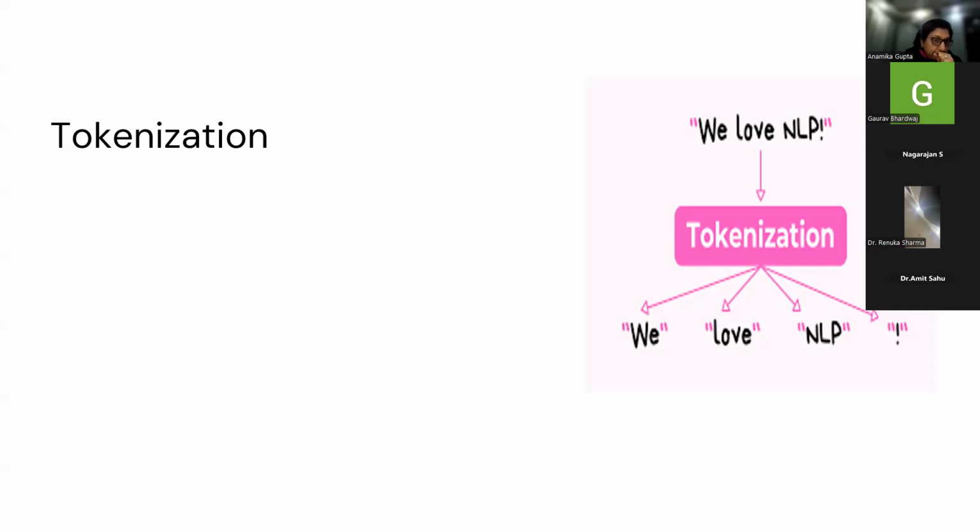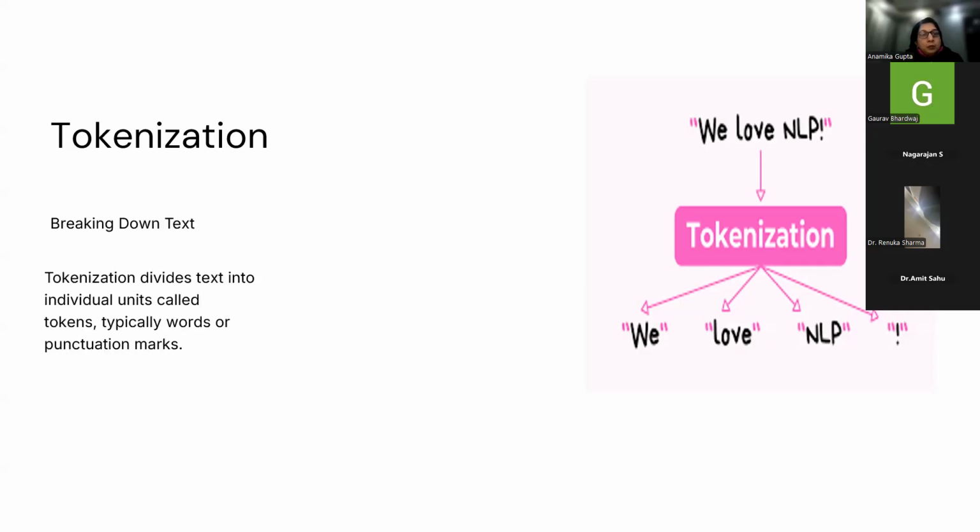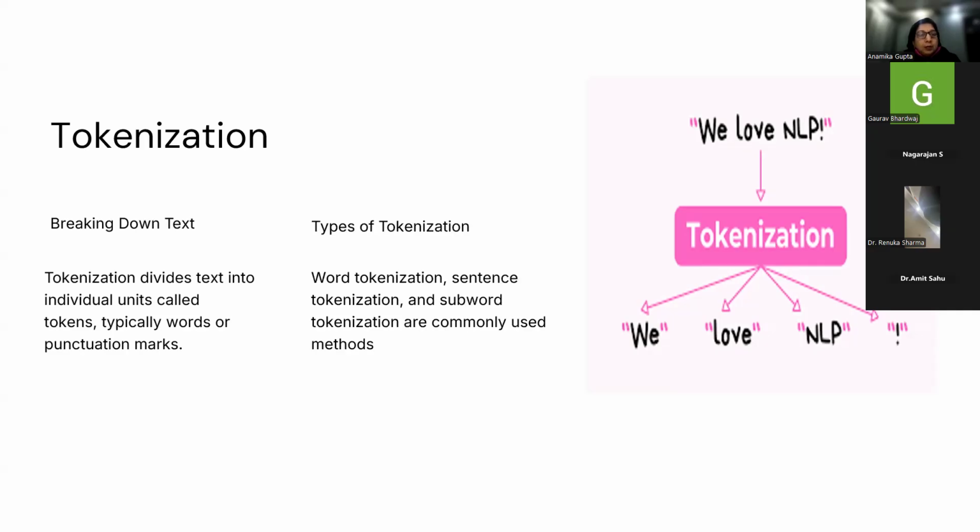Okay. So tokenization means breaking down text into individual units called tokens, typically the words or the punctuation marks, like we can see here. There are other kinds of tokenizations depending on the context. There are sentence tokenizers, subword tokenizers, and the word tokenizer is the most common one.